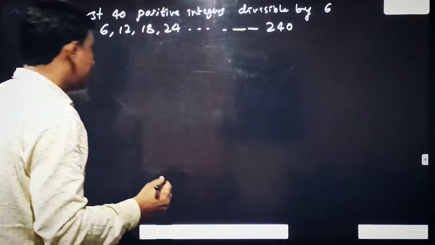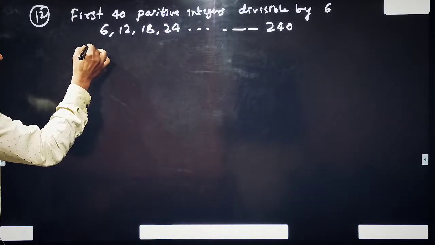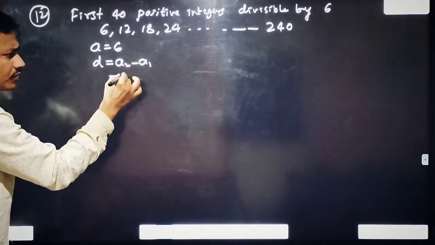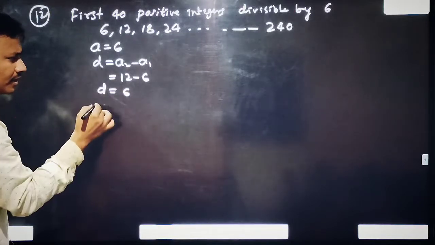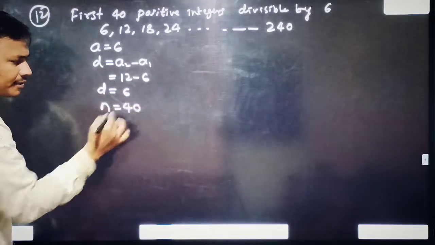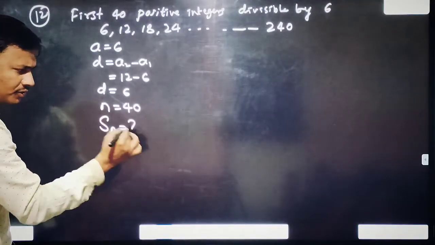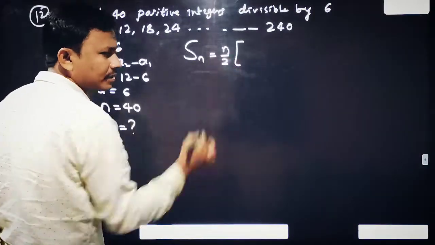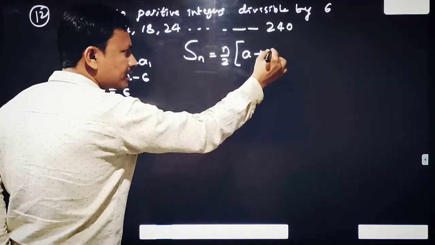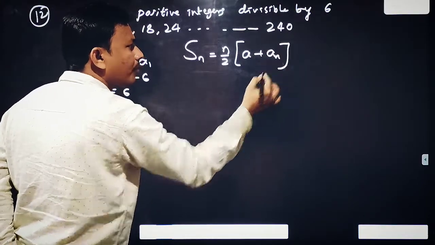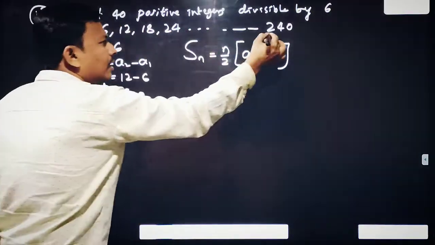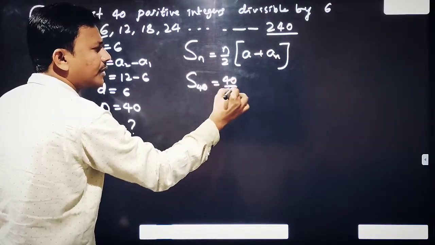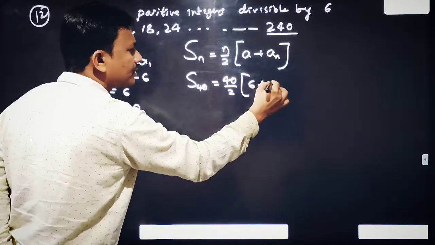What we need to find out? Sum, Sn. Here a is equal to 6. Common difference is 12 minus 6, 6. Then n is equal to how many numbers are there? 40. Sn is equal to question mark. Formula Sn is equal to n by 2 in bracket a plus an. Because we know the first term, we know the last term. Therefore n is 40, equal to 40 divided by 2 in bracket 6 plus 240.